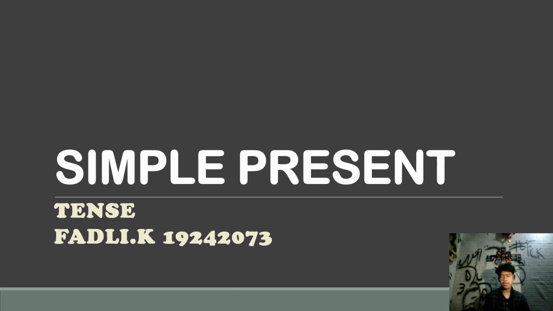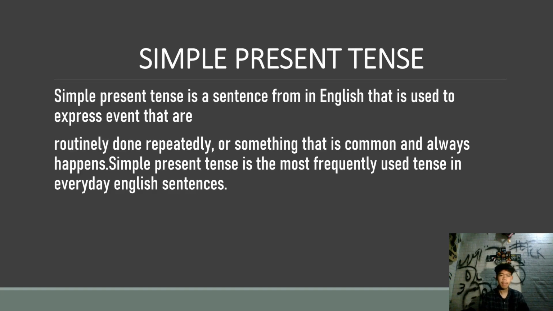I will explain about simple present tense. Simple present tense is a sentence form in English that is used to express events that are routinely done repeatedly or something that is common and always happens. Simple present tense is the most frequently used tense in everyday English sentences.